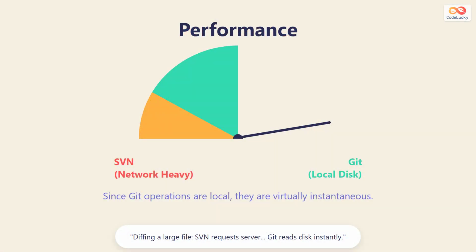Performance is another area where Git shines. Because SVN requires network communication for many operations, it can feel sluggish. Git performs most operations locally on your hard drive, making it blazing fast. Calculating a difference between versions or switching branches happens almost instantly.